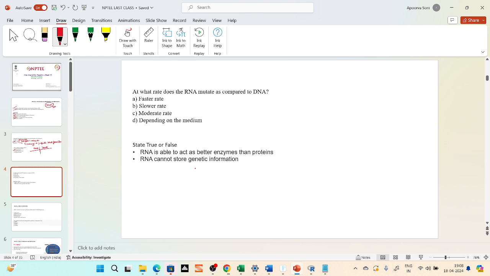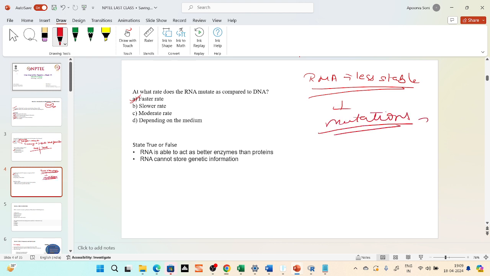At what rate should it mutate? It should always mutate at a faster rate. Why? Because RNA is unstable. DNA is more stable in comparison to RNA, and RNA is less stable. Because RNA is less stable, the chances, or the probability, of mutations in RNA are more. Therefore, RNA mutates at a faster rate in comparison to DNA.